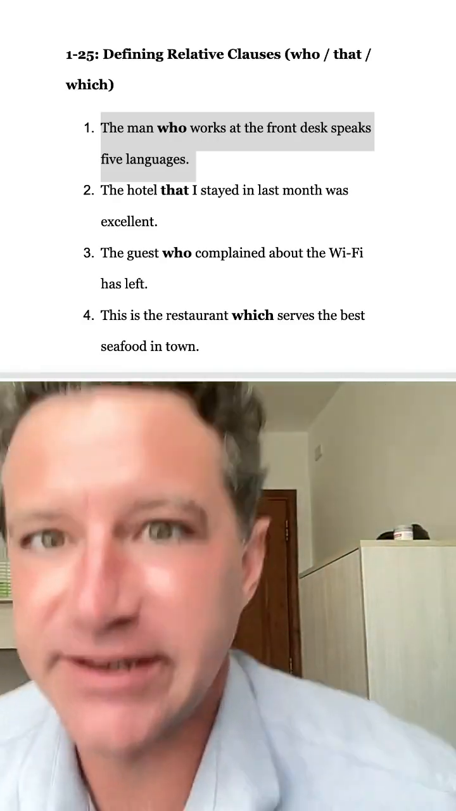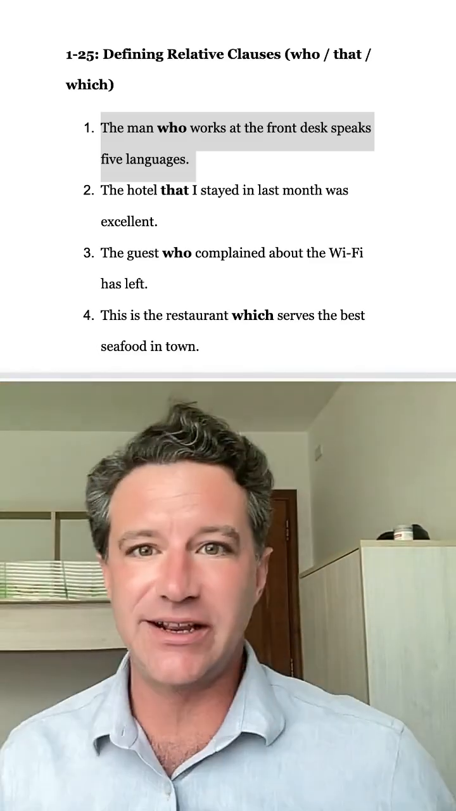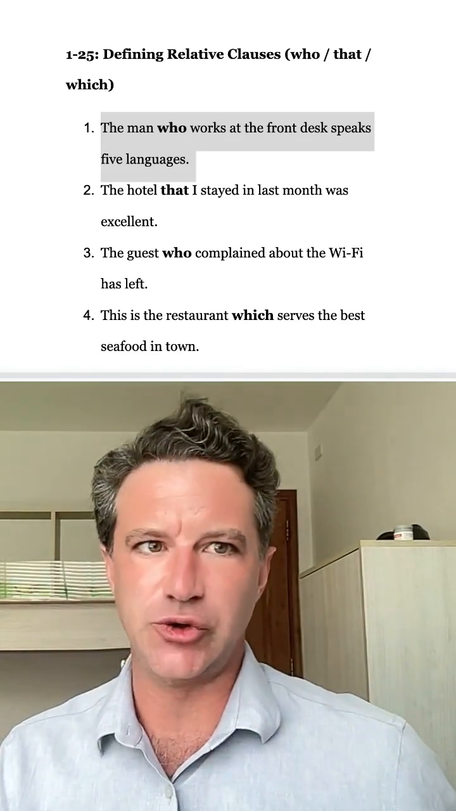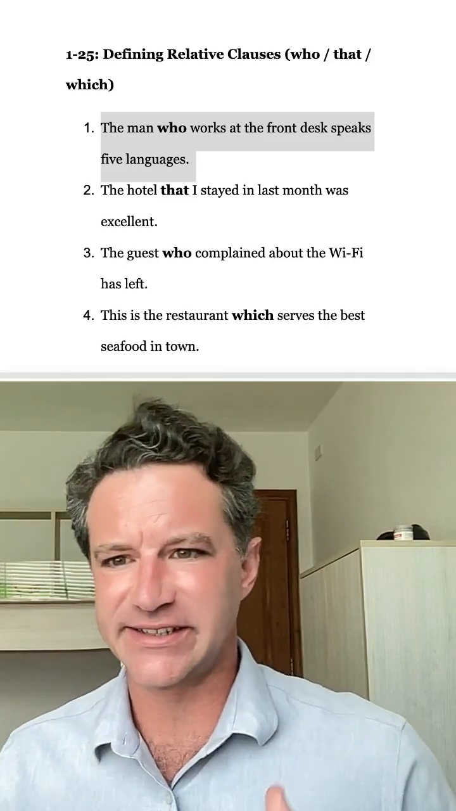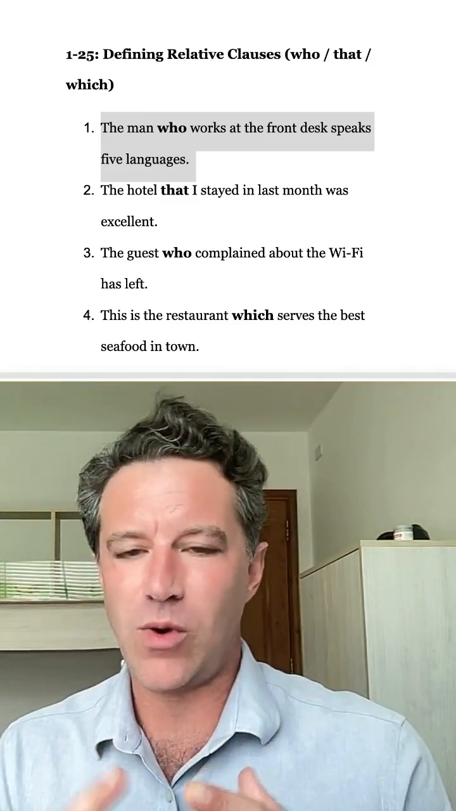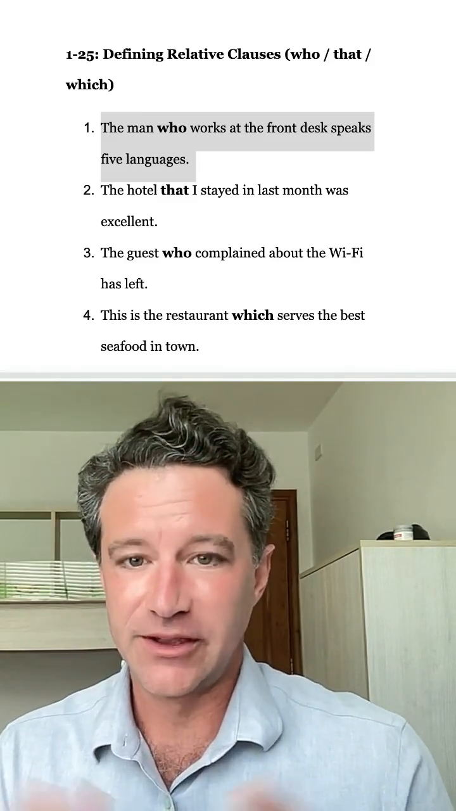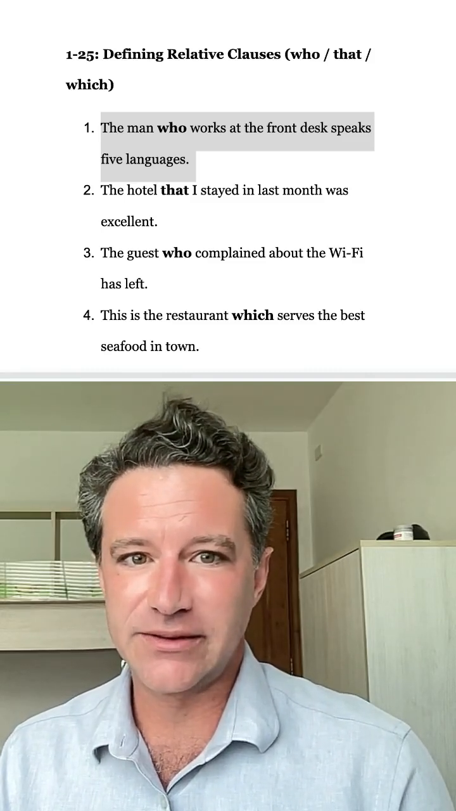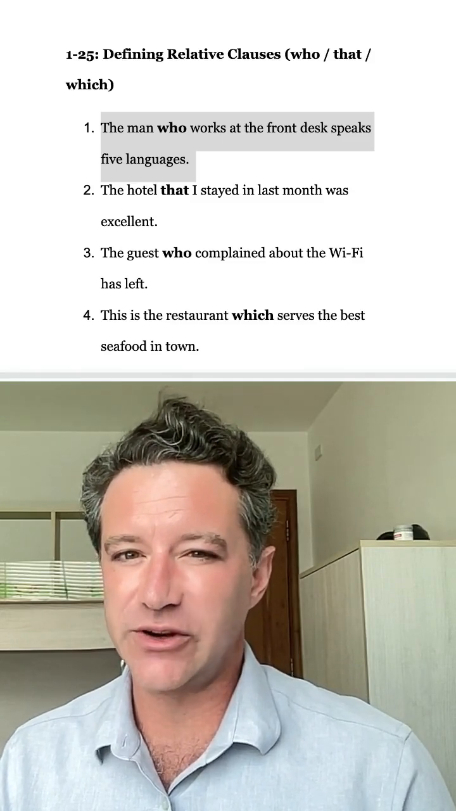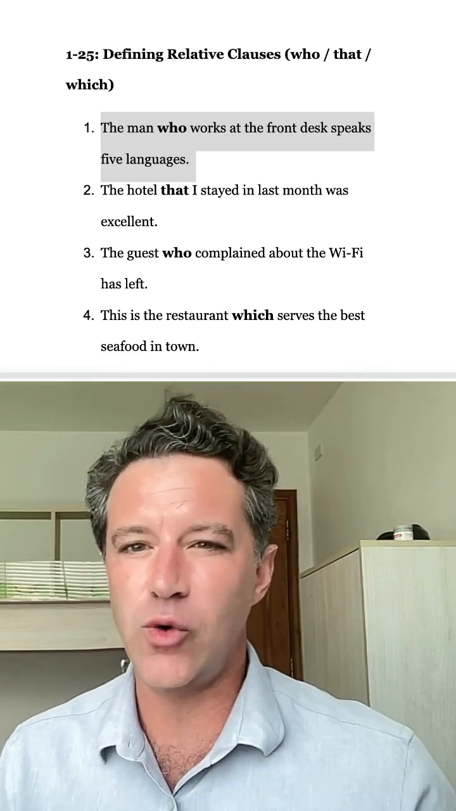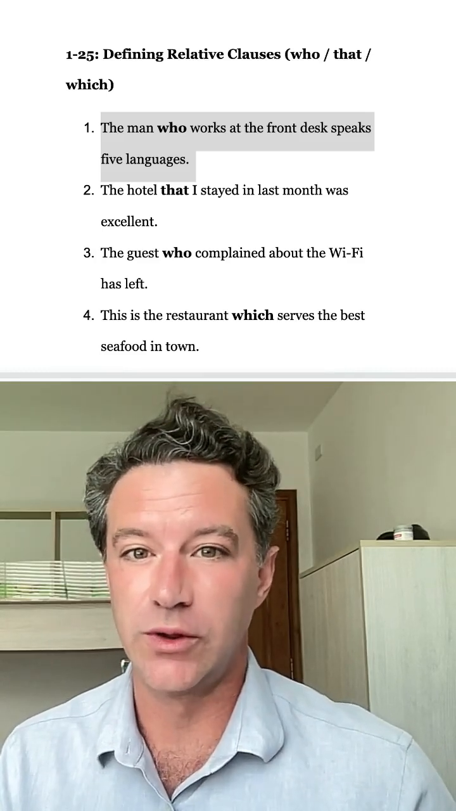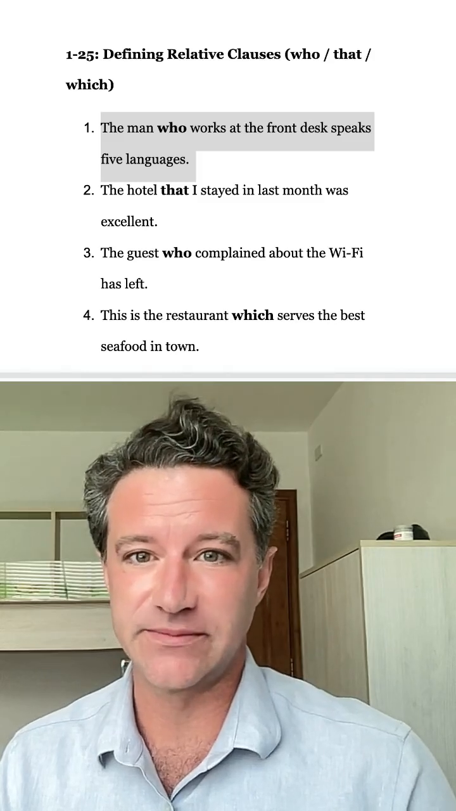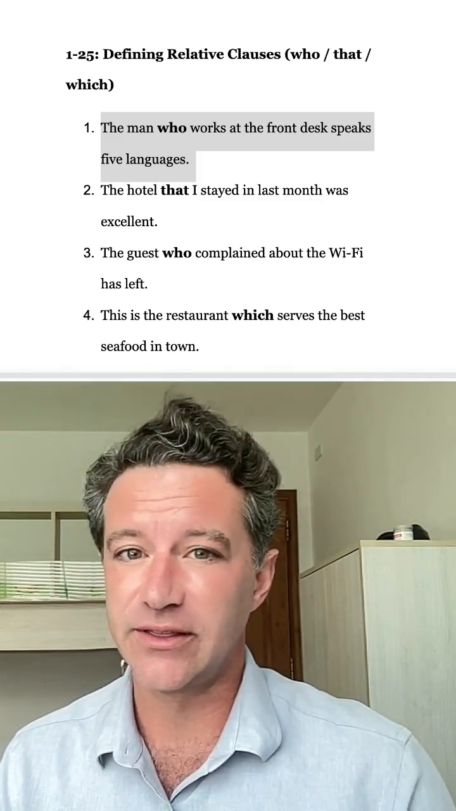The other day, somebody asked me to do some content on relative clauses. So, what does a relative clause do? A relative clause tells us specifically about what we're talking about, right? So this first sentence, if I say, the man speaks 5 languages, we want to know what man, like who are we talking about? So we use the word who. Which man? The man who works at the front desk speaks 5 languages. So who speaks 5 languages? The man at the front desk.